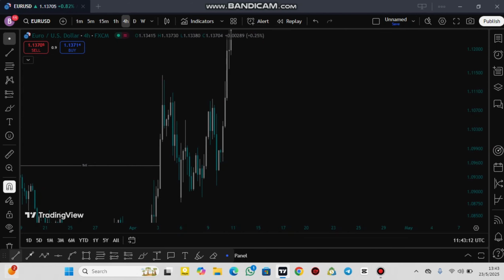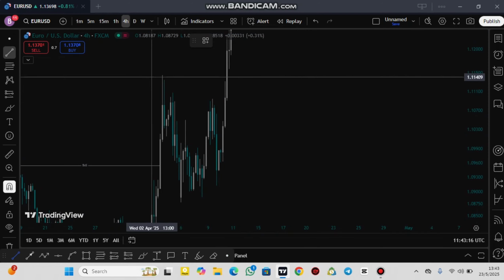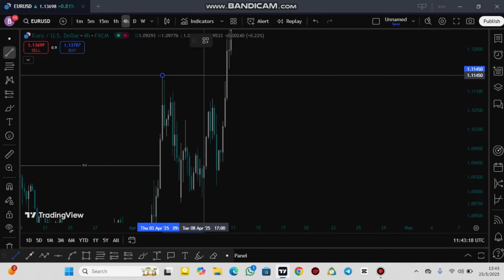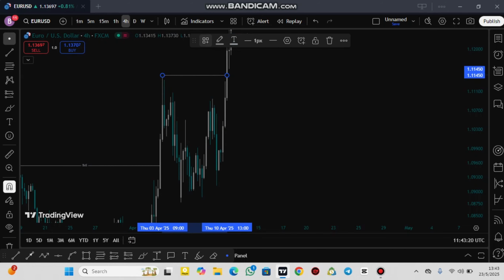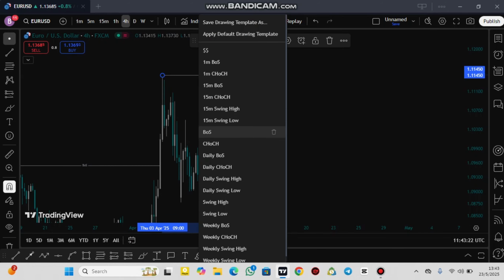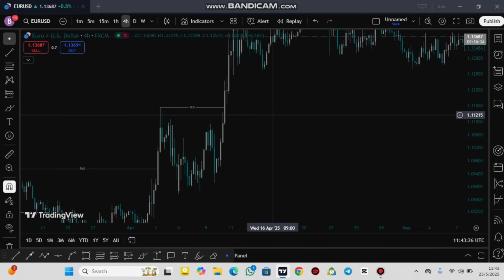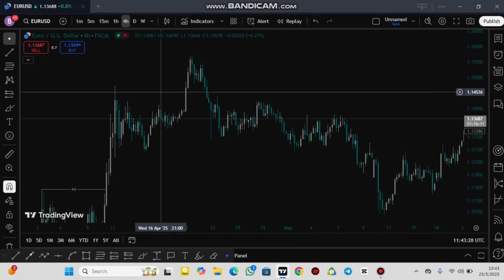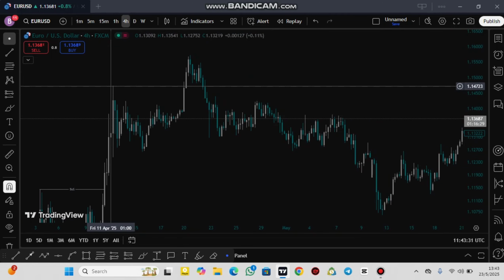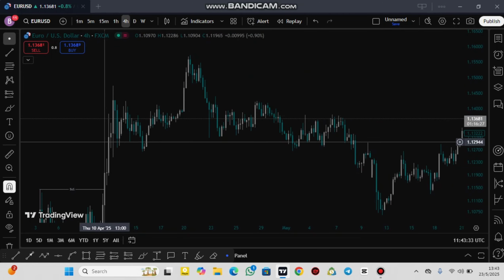Let's go in again, and then price gives us the pullback, and then another higher high. So break of structure here. Okay, cool. All right, I got a break of structure, and then price rockets up. Okay, got a higher high here, right?